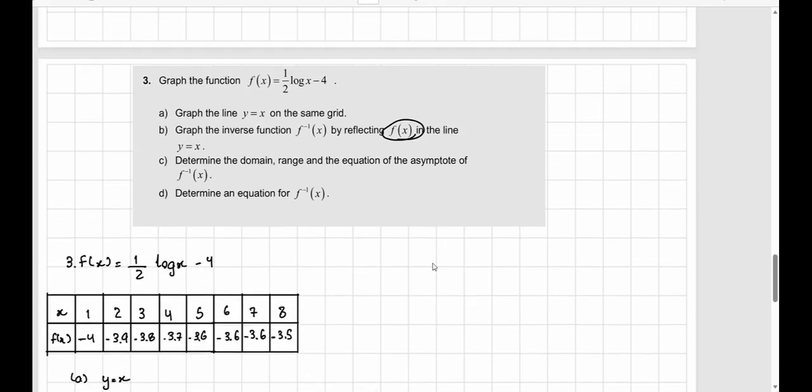So for number 3, graph the function f(x) equal to 1 over 2 log x minus 4.